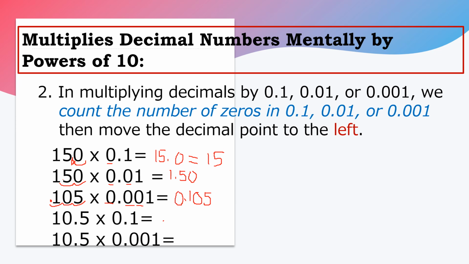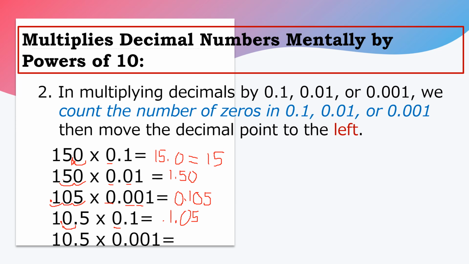Okay, what about in 10.5 or 10 and 5/10 times 1/10? Ilan ang 0 sa 1/10? Isa. So, ibig sabihin, yung decimal point, imumove ko ng isang beses papunta sa kaliwa. So, magiging 1 tuldok. So, ang sagot ko ngayon ay 1.05. Ma'am, yung po bang 0 sa gitna ng 1 and 5, pwede na pong tanggalin? Hindi. Kasi nasa gitna siya ng dalawang digits. Pwede mo lang siyang tanggalin kung nasa huli na siya ng kahulihang number.